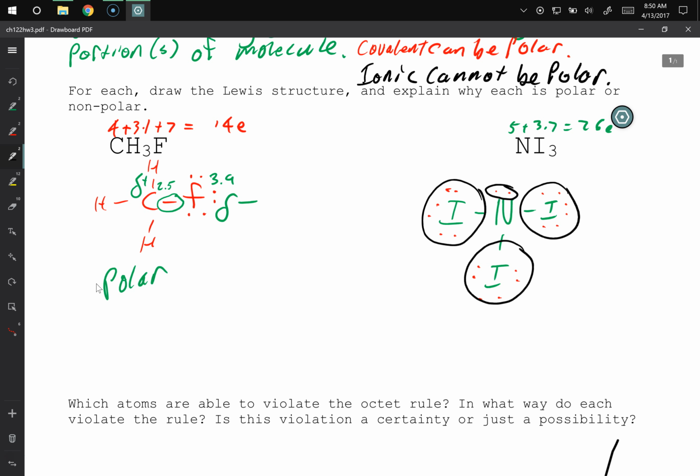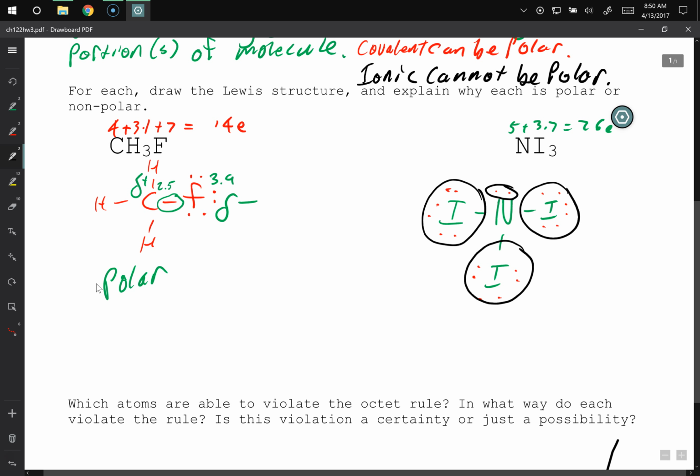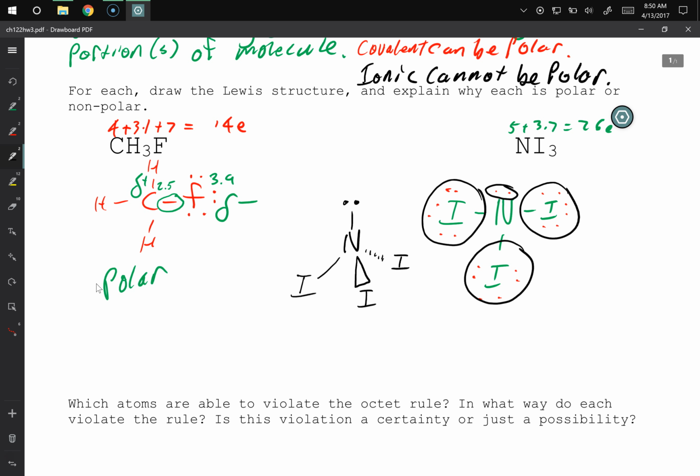Tetrahedral. So I'll have a nitrogen in the middle. I'll put the lone pair of electrons up top. I'll put an iodine over here. And we haven't quite talked about this yet, but that's okay. There's my tetrahedral shape. So, now what?